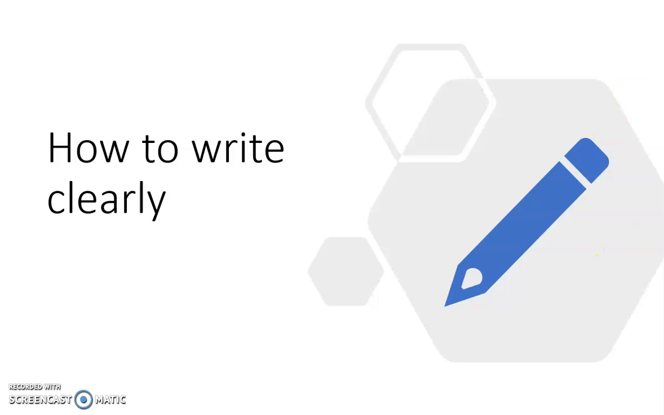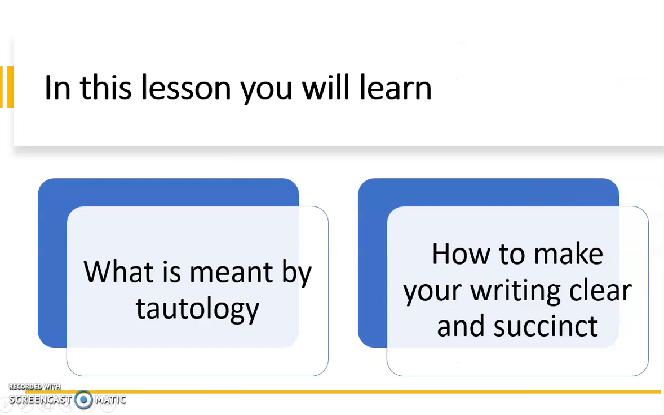So you want to make sure that you've, I suppose, retained the purpose of writing, which is to get your point across clearly and succinctly to the reader. So in this lesson we're going to look at just how to make sure your writing's clear and succinct, and to look very specifically at what is meant by tautology, which might be a new term for some of you. But yes, we'll learn more about what that is later on.